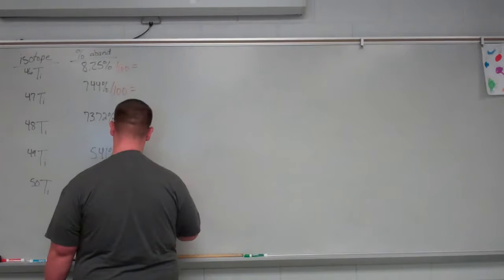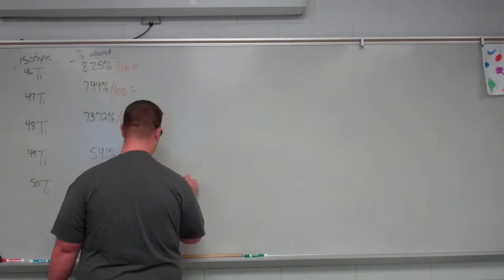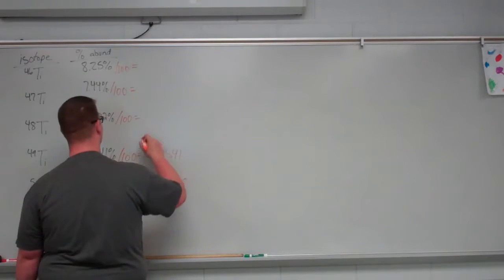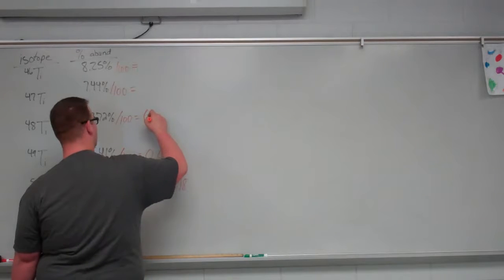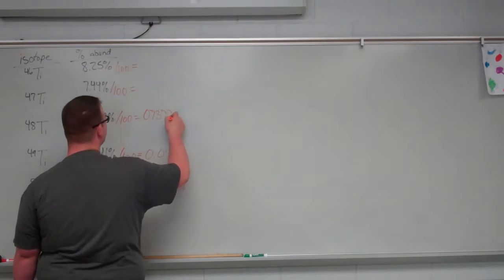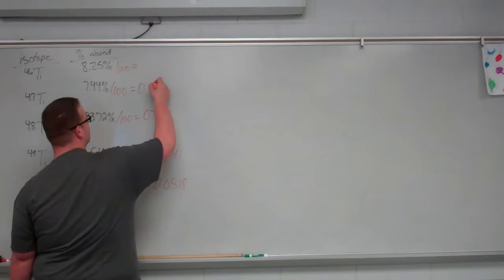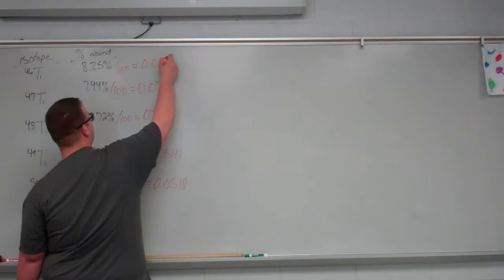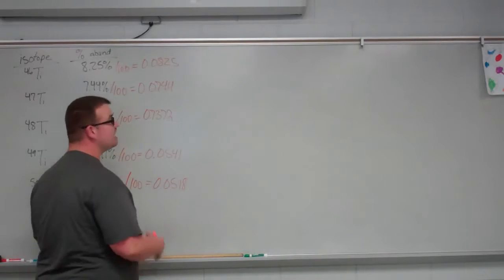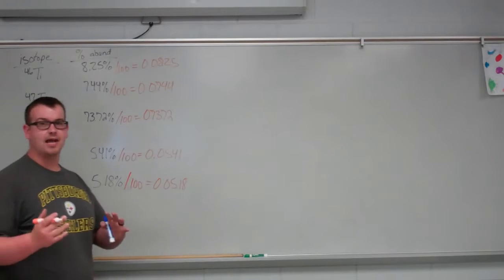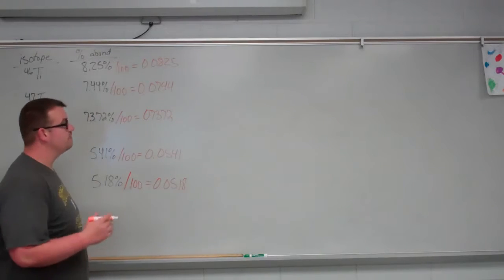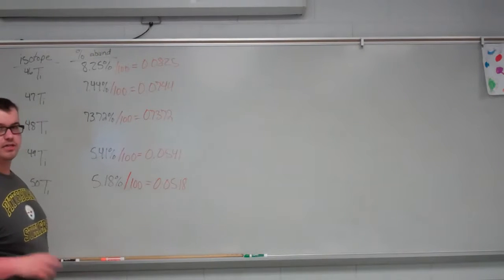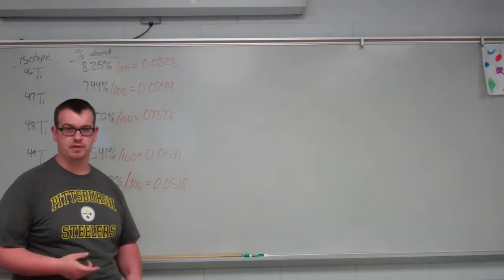So 0.0518, 0.0541, 0.7372, 0.0744, 0.0825. Now these are the decimals of these percent abundances, and we're going to have to use them to find our answer. And now this is the key. Once you've done this, you're set and ready to set your problem up and put it in the calculator.